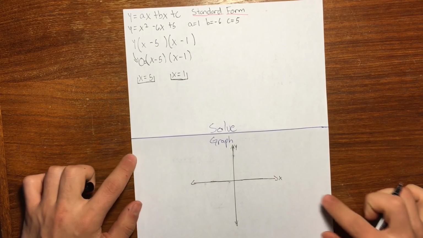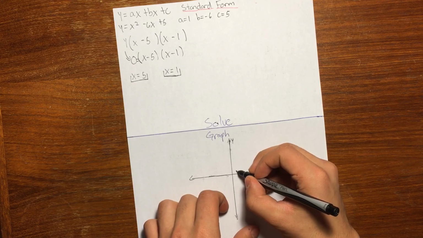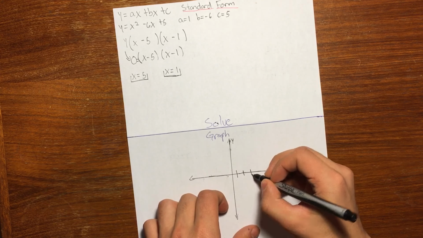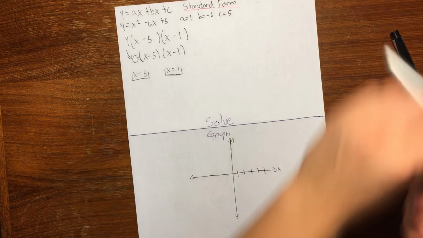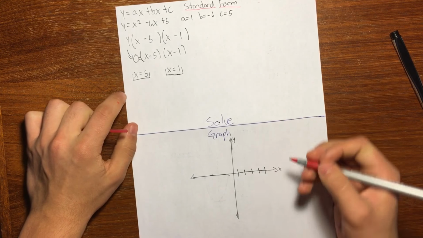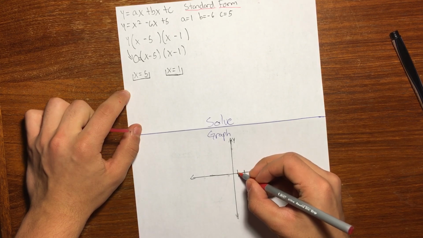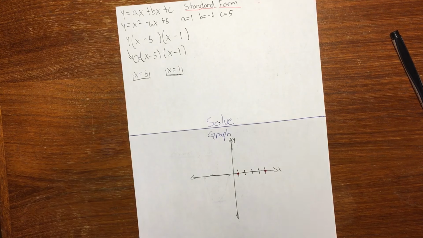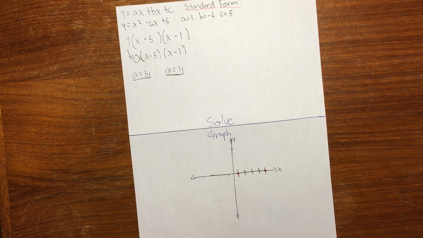So here we have the graph, right? We're going to start to label it here: 1, 2, 3, 4, 5. Let me put down the dots that will essentially become the roots. So here's 1 and 5. That will be the place at which the parabola intercepts the x-axis, and that's going to be really important. Our next step is to find the axis of symmetry.